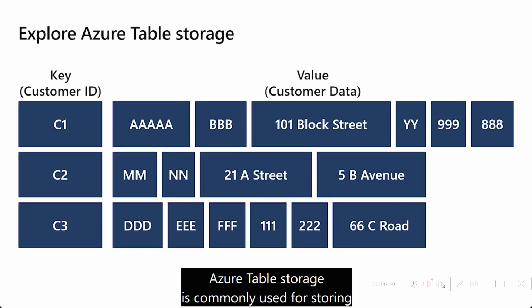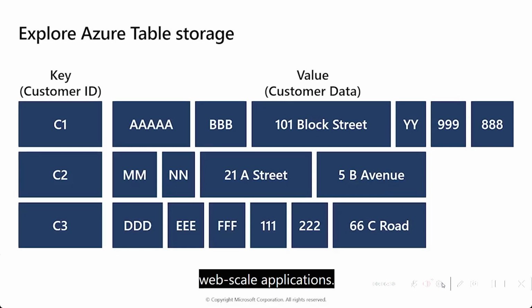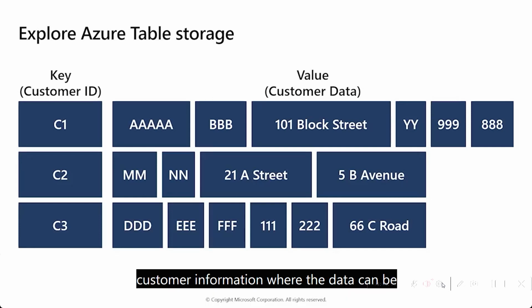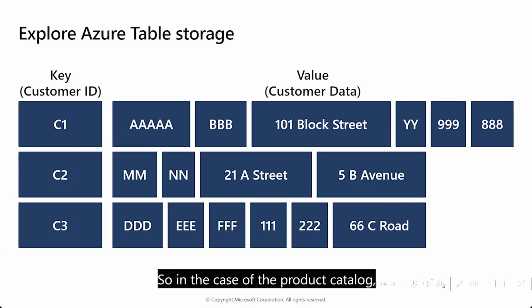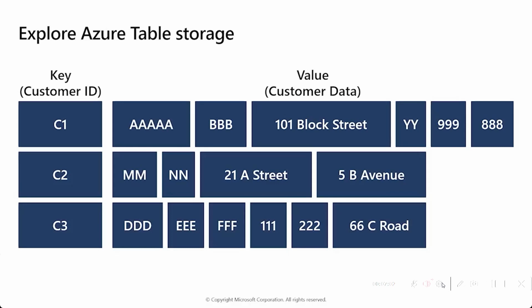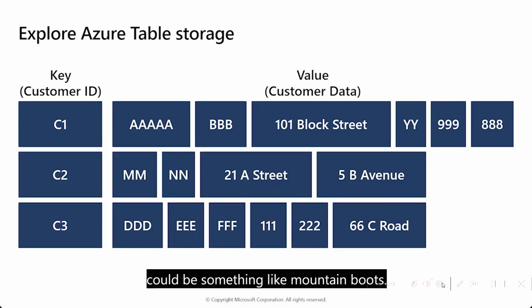Azure Table Storage is commonly used for storing terabytes of structured data capable of serving web-scale applications. So some of these might be, for example, product catalogs for an e-commerce website or application, customer information where the data can be quickly identified and ordered by a composite key. So in the case of the product catalog, the partition key could be the product category, so like footwear, for example, and the row key, which identifies a specific product in that category, could be something like mountain boots.